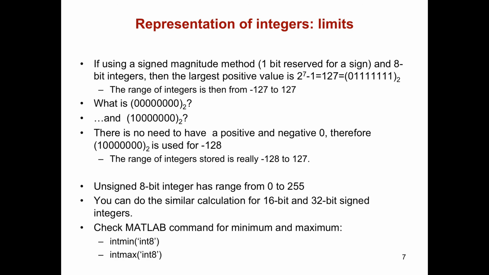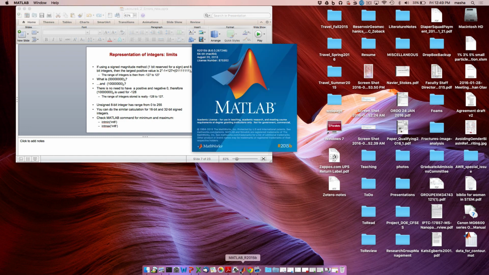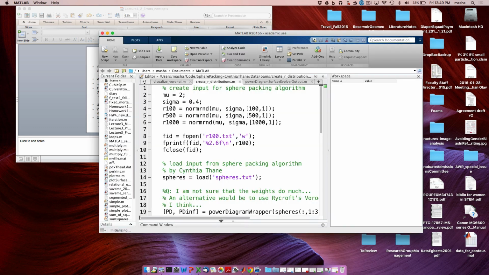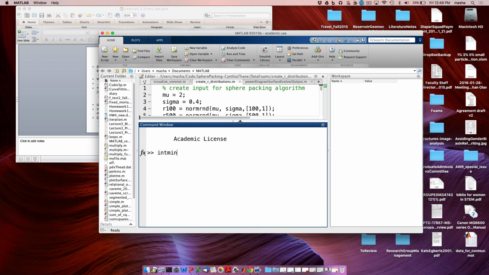Okay? So again, you can do 16-bit and 32-bit signed integers. And there are actually functions that can check your calculation. So there is intmin and intmax. And that's going to be the last bit of information that I'm going to try to shove down your throat today. So intmin of int8, that's 8-bit integer, is minus 128. Intmax is 127.